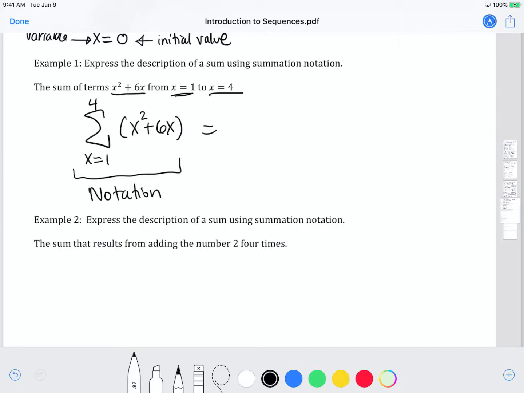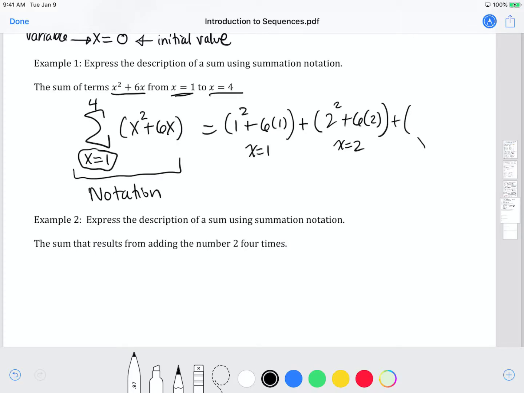So we're going to start with x equals 1. That's our starting point. And I'm going to plug in 1 for x. So I'm going to get 1 squared plus 6 times 1. And then I'm going to add that to the next expression that we get from plugging in 2. So this is when x is equal to 1. Now we're going to do it for x equal to 2. So I'm plugging in 2 squared plus 6 times 2. Then I'm going to do the same thing for x equals 3. I'm going to do 3 squared plus 6 times 3. And then I'm going to do the same thing for x equals 4.